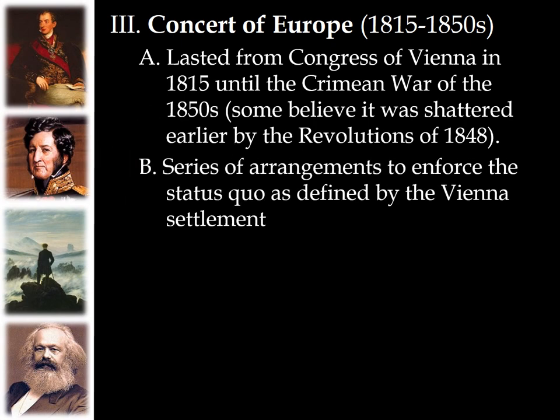Ultimately, the Concert of Europe is a series of arrangements created to enforce the status quo as defined by the Congress of Vienna settlement. An organization put in place to maintain the balance of power that had been created at the Congress of Vienna. It was highly conservative in nature. All of the major powers would belong to it, and basically they all agreed to send armed forces into any area of Europe where nationalist or liberal uprisings took place to squash them in order to maintain the balance of power.